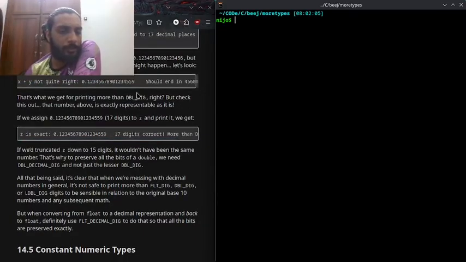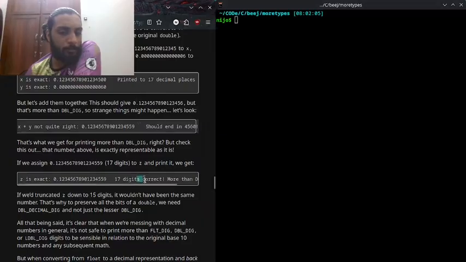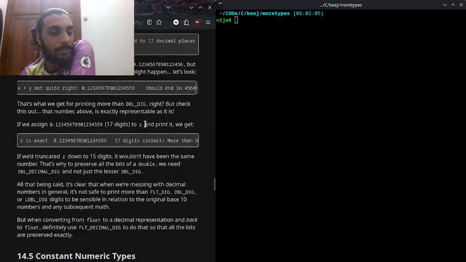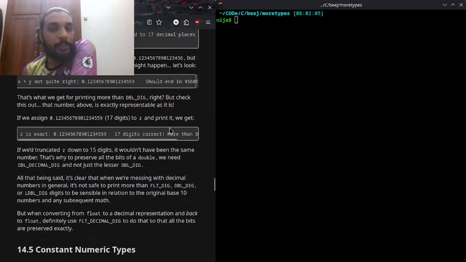It wouldn't have been the same number. That's what we get for printing more than DBL_DIG, right? But check this out. That number above is exactly representable as it is if you truncate z.